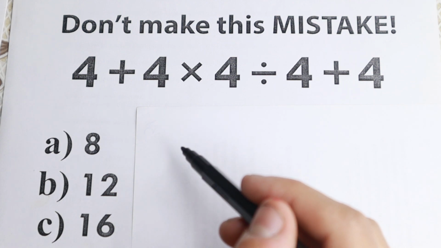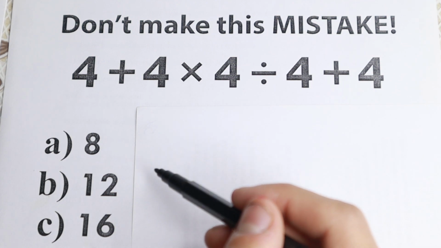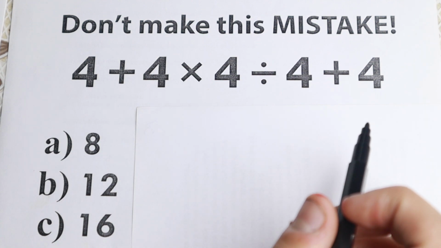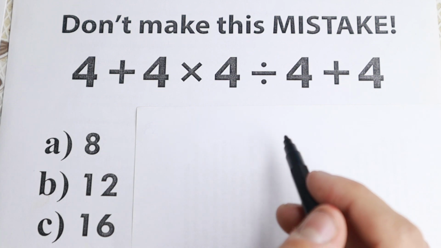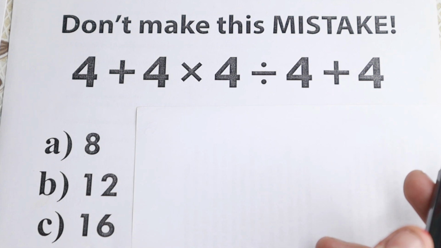So I want you to write your answer in a comment. What do you think is the correct answer? Let's check our math level. So we have 8, 12, and 16, yeah? Because obviously, whatever order you select is going to create a different answer, right? So we need to understand what is the correct order to do this problem, and then we can easily solve it.